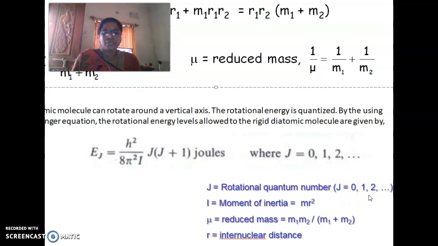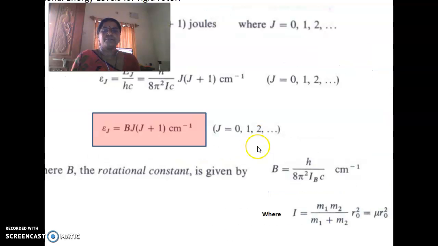J is equal to 0, 1, 2, 3, etc. I is moment of inertia, mr square. Mu is reduced mass, m1 m2 by m1 plus m2. And r is internuclear distance. So this is how we are supposed to define the terms. And in terms of wave number, the units are centimeter inverse, and it is given as B of j into j plus 1 centimeter inverse.